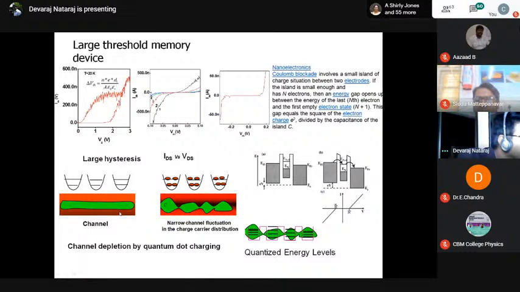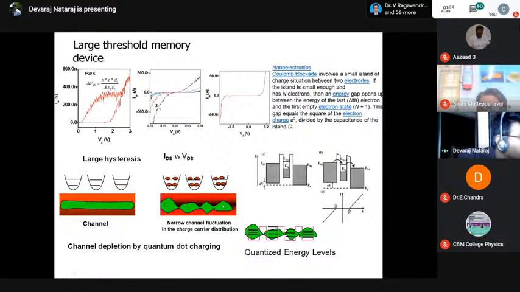In the first diagram, the channel is shown in green color, which is uniform. The channel is nothing but the electron distribution. It is uniform. But in this case, the channel is non-uniform because on top it has a large number of quantum dots. In the quantum dots, you have more electrons. And because of that, the repulsive forces between these two electron systems are such that the electrons in the channel are distributed non-uniformly.